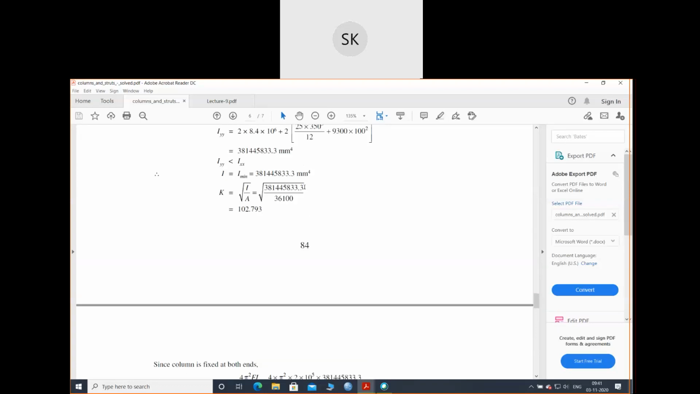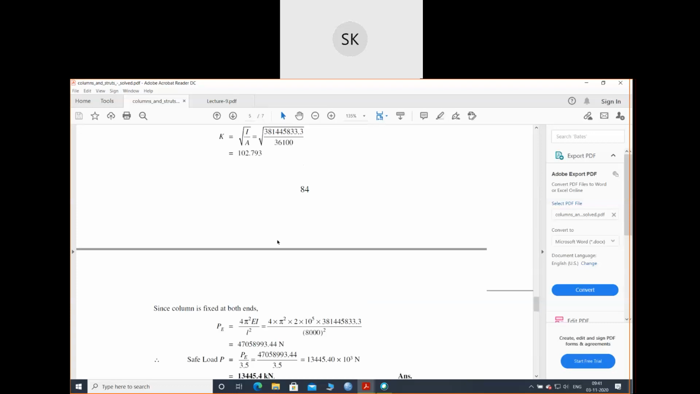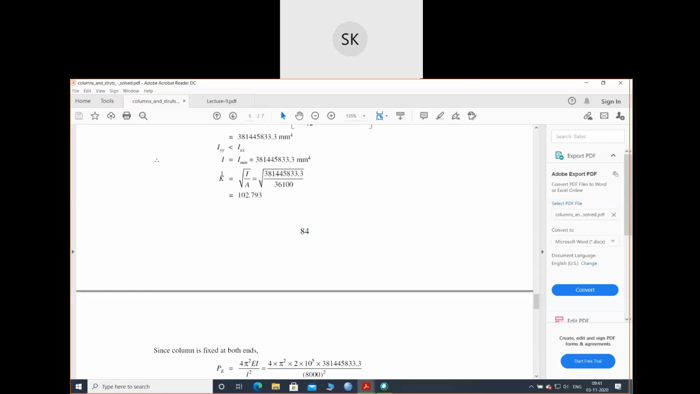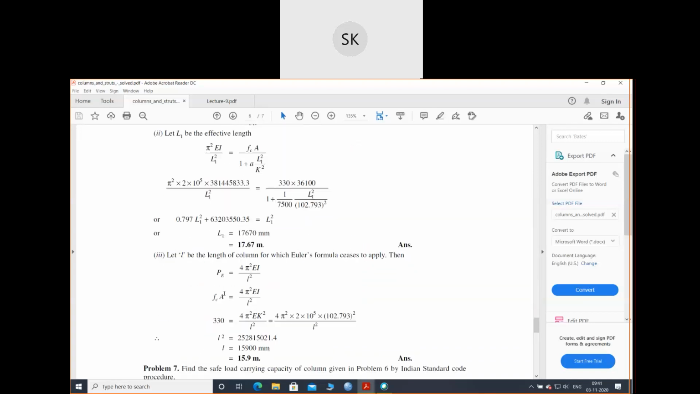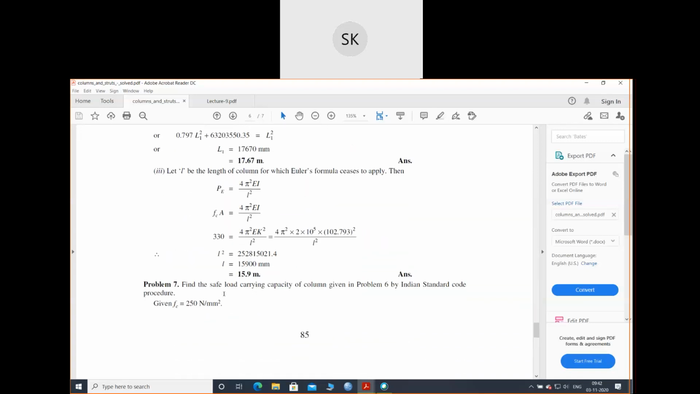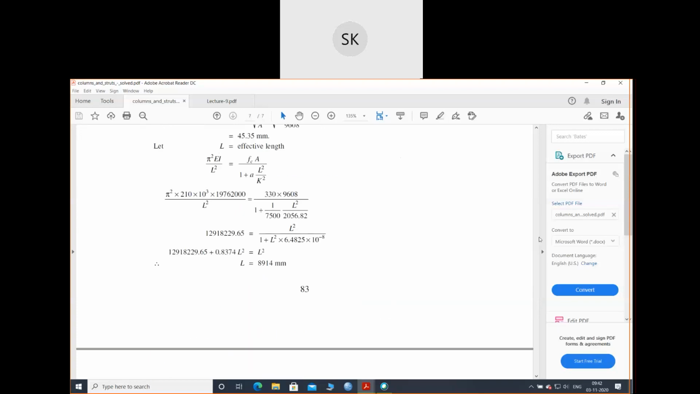After this, you don't require K. Radius of gyration is required in Rankine's formula. In Euler's formula, you don't need the radius of gyration. So once you have found out the I value, you can directly put it in the equation based on the conditions given to you. That is how it will be.